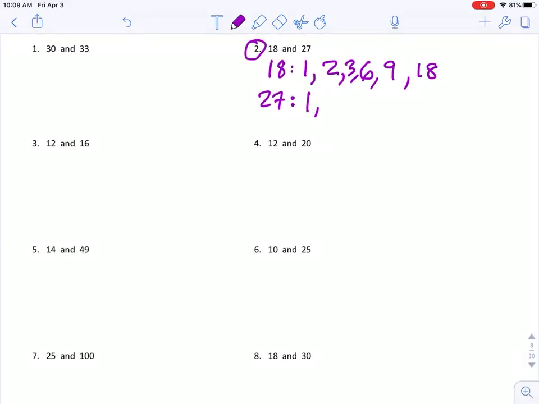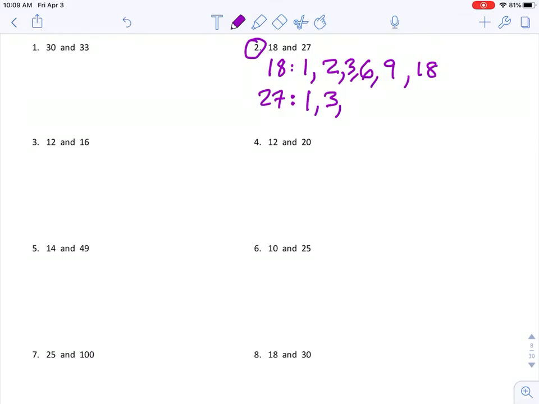2 doesn't work, but I know that 3 goes into 27 because 3 times 9 is 27. 4 doesn't work, 5 doesn't work, 6 doesn't work, 7 doesn't work, 8 doesn't work. And I've already talked about 9, so I've pretty much covered every possibility here. Okay, so these are the factors of 18 and 27. Again, here are the common ones. We got a 1, we got a 3, and we also have a 9. So in this case, 9 is the GCF since it's the largest common factor.